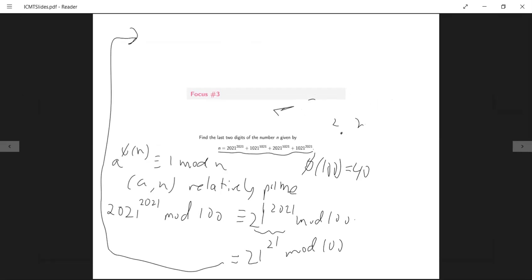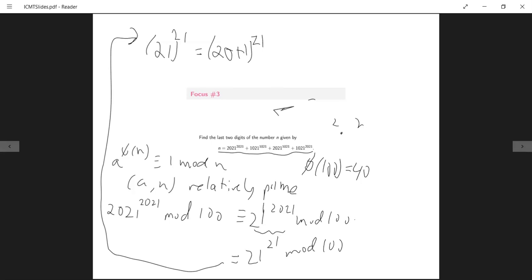So to evaluate this, we can use the binomial theorem. 21 to the 21 is just equal to 20 plus 1 to the 21. And by expanding this, we see that most of the terms will be divisible by 100. In fact, all of the terms except for the last two will be divisible by 100.